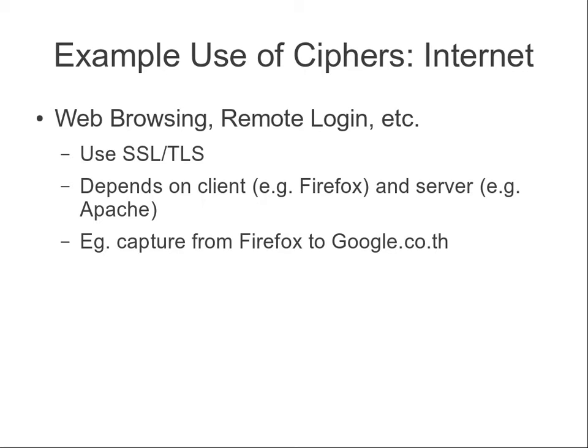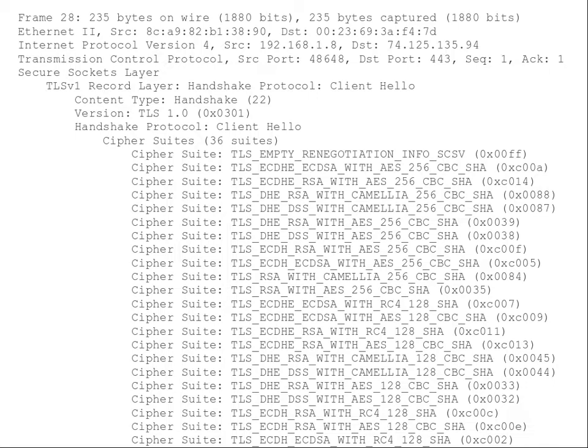On different operating systems, different browsers and servers may support different sets of ciphers. This morning I captured from my Firefox browser to Google, and I looked at the packets, this request, this hello message from client to server, and the response back. This is the packet. It's taken from Wireshark in some text format. It's one packet. It's using Secure Sockets Layer, TCP. This is the list. You don't have to understand it all. This is the list of ciphers that my browser supports.